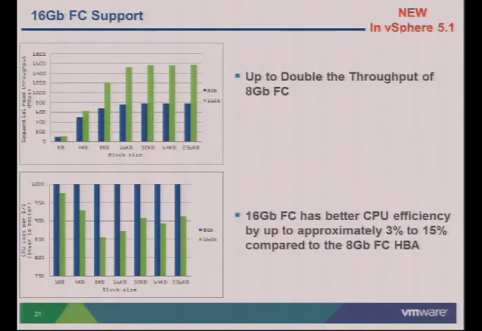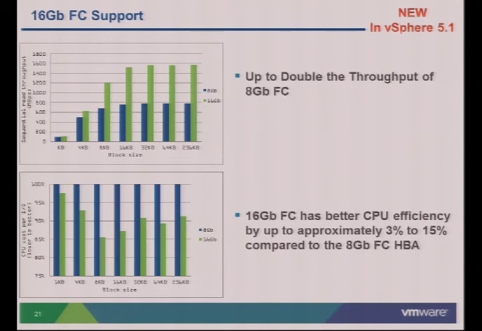All right, a couple other quick little things that we did in 5.1. We supported 16 gigabit Fibre Channel in 5.1. And as you'd expect, 16 gigabit, double the throughput of 8 gigabit Fibre Channel. Woohoo! Awesome to allow for higher bandwidth, higher throughput for your applications that are needing a lot more access to storage.